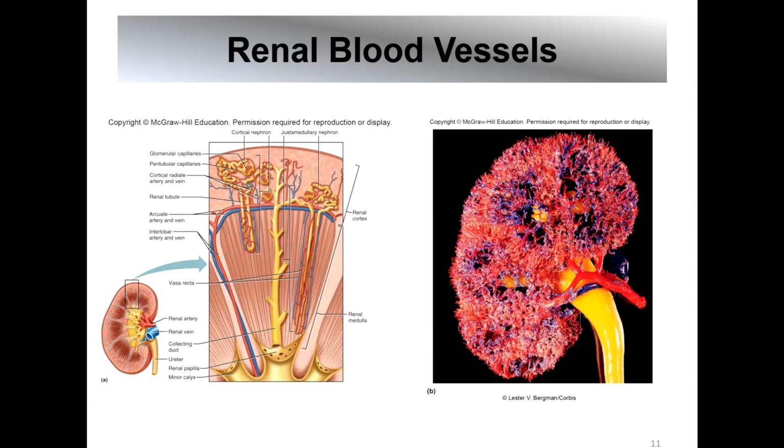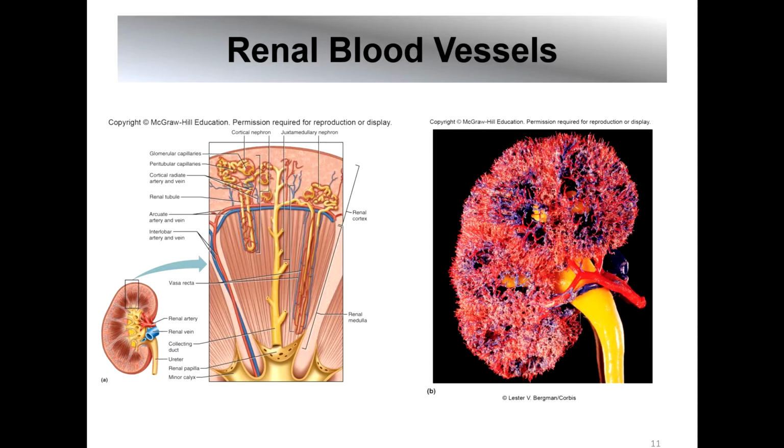Let's go ahead and continue from there. Blood flows into the corpuscle through afferent arterioles. The blood gets filtered in a capillary network called the glomerulus, and then blood leaves the corpuscle through the efferent arterioles.